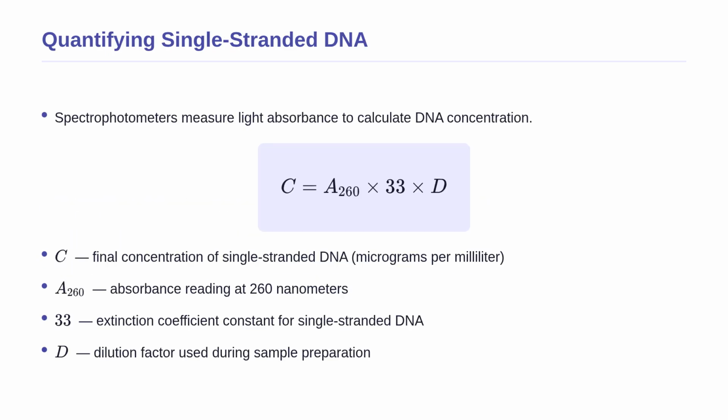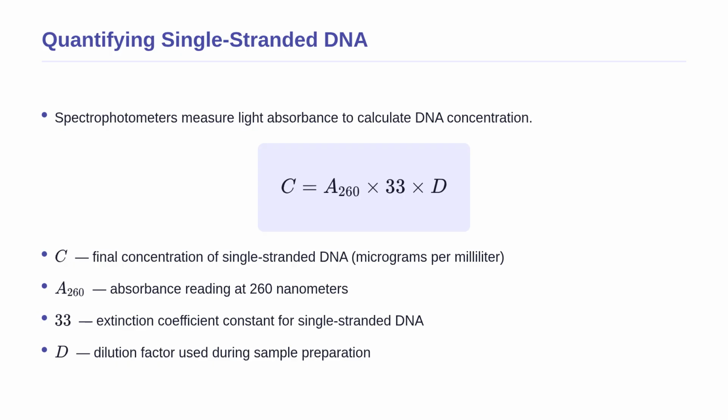Once we have triggered our Phagemids to produce single-stranded DNA, we need to know exactly how much we have recovered. We calculate this using a spectrophotometer, which measures light absorbance. Conceptually, the more DNA present, the more light is absorbed. In this formula, C represents the final concentration of the single-stranded DNA.